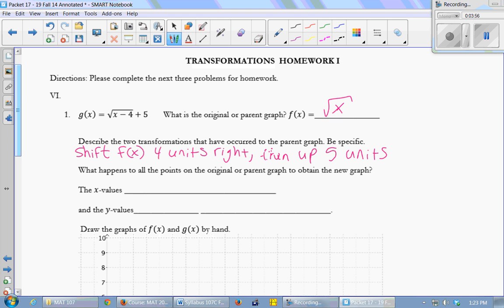So for all the points on the original or the parent graph, what happens to every single x value? If you're going to shift 4 units right, how did all the x values change? They move right by 4, but what about the actual value? Like if the x value used to be 1, what is it now? 1 plus 4 would be 5, yeah. So all the x values increase by 4, right? If you're going to move right 4, the x value has to get bigger by 4. All right, and then how do my y values change? If all my y values go up 5, what happens to the actual numbers that are the y coordinates? They go up by 5.